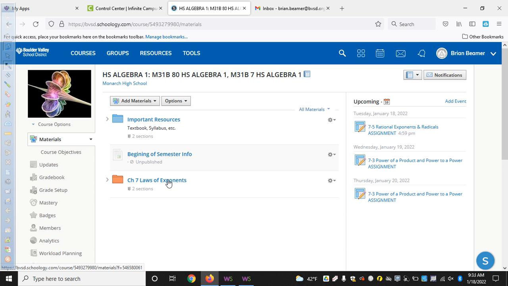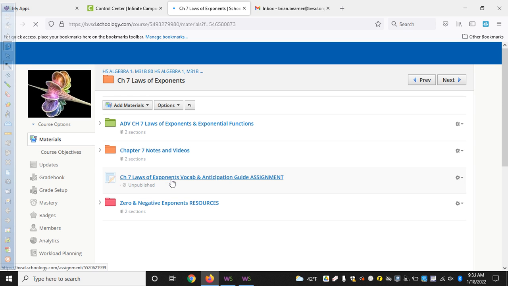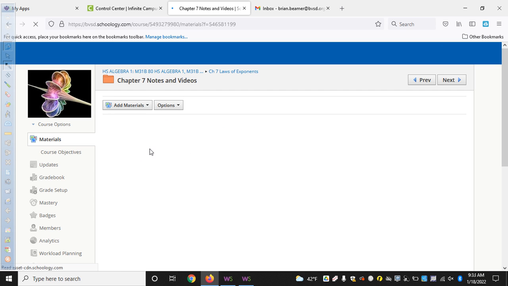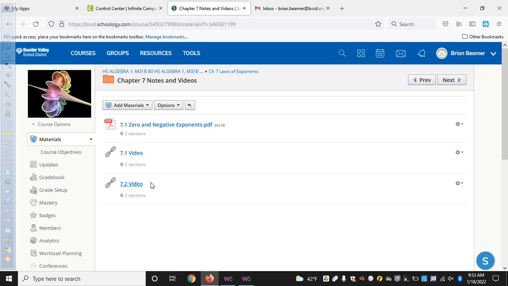Here in our Chapter 7 folder, there's another folder here at the top that says Chapter 7 Notes and Videos. So what I write on the board and what I say in class, I'm recording, and the links for those, I need to put the 7.2 notes up there. I'll make a note for myself. But every day I put up the notes and the videos for our lessons.